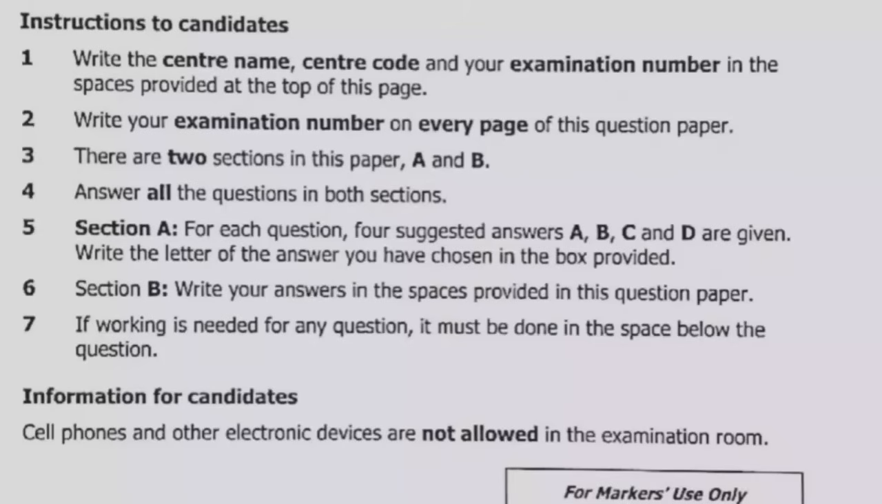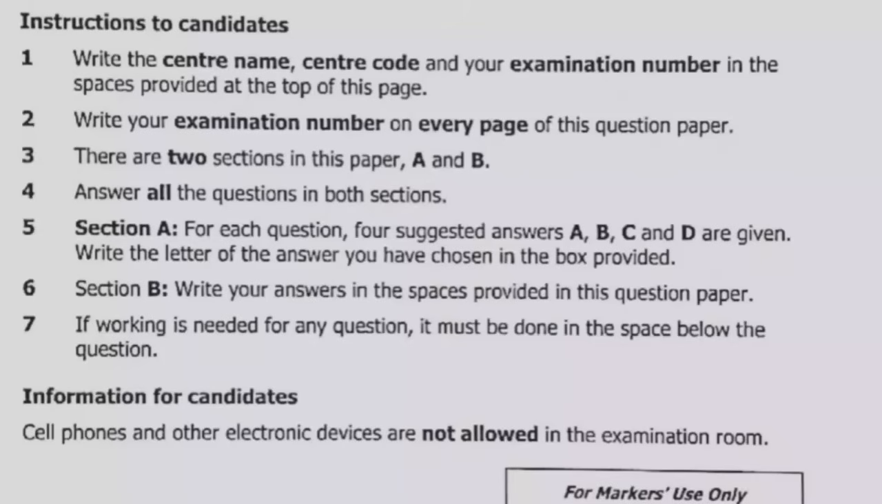Cell phones and other electronic devices are not allowed in the examination. That is the instruction we have been working with for some time. So we don't have to go with a cell phone or calculator in the exam room. That means our mental arithmetic should be good for us to perform well. So those are the instructions that we need to follow.